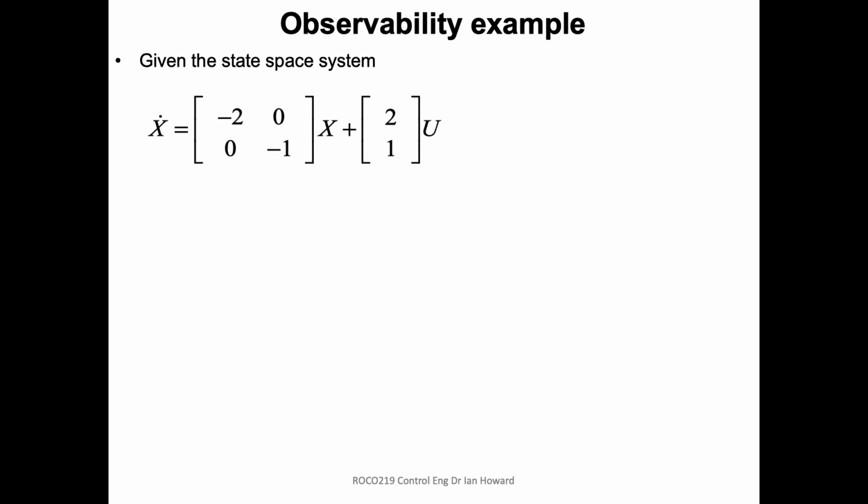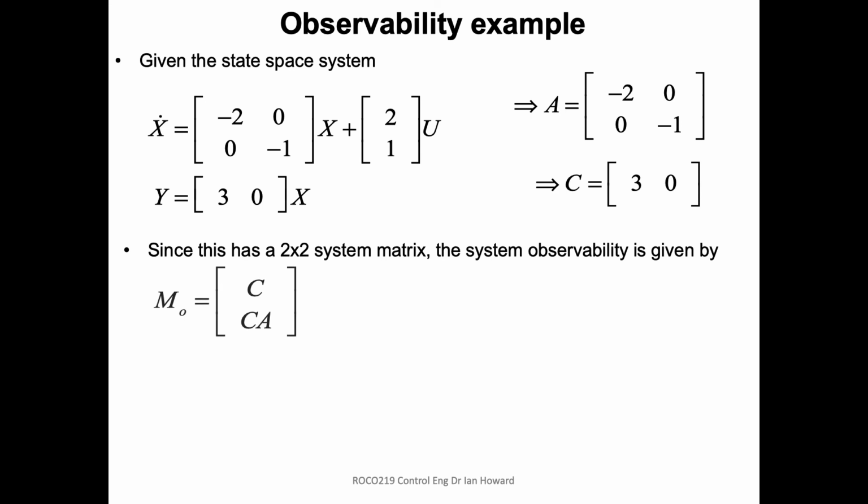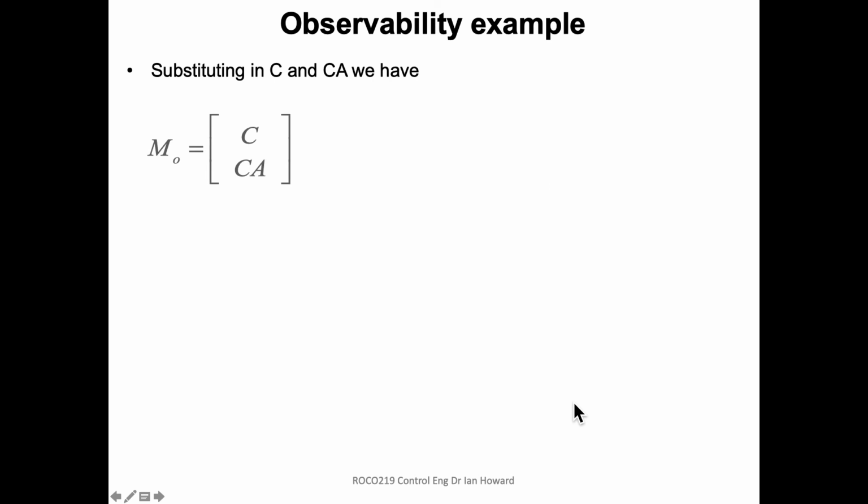So given we've got our system again, in this case we care actually about the C. So we've got our A and we've got our C. We know what the C is. We need to calculate CA. So C times A, so it's rows by columns. It's 3 times minus 2 plus 0, that's minus 6. 3 times 0 is 0. 0 times minus 1 is 0. So we end up with minus 6, 0. So we need to concatenate vertically these two things together.